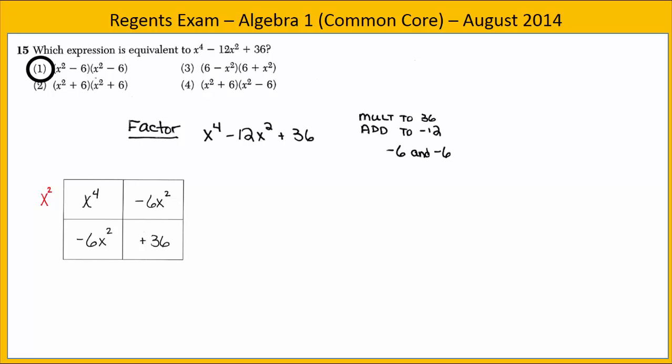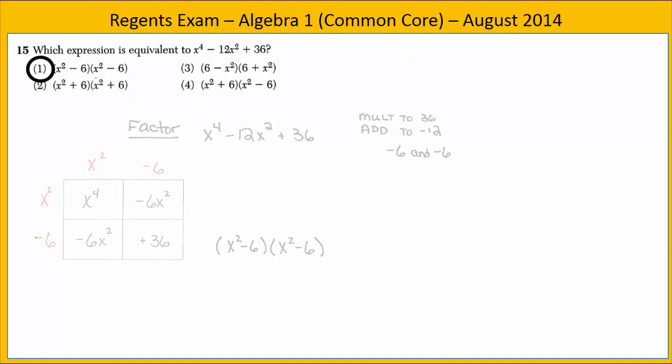X squared times something is x to the 4th. That's x squared times x squared. X squared times something is negative 6x squared. That's x squared times negative 6. And now we'll multiply down. X squared times something is negative 6x squared. That's x squared times negative 6. We now have our two factors, x squared minus 6 and x squared minus 6. Again, choice 1 is the equivalent expression.